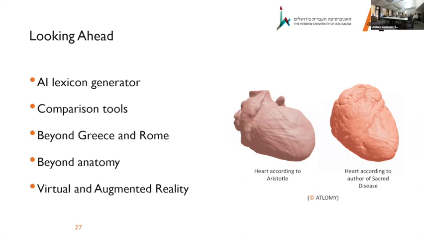But also looking ahead to going beyond Greece and Rome. We have already some interest from Near Eastern ancient anatomy and other periods and cultures. So to bring that into the atlas makes it more than just Greco-Roman anatomy, but really a historical atlas of anatomy, and then also use our comparison tools to compare between cultures and periods.